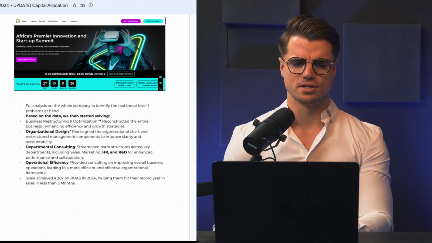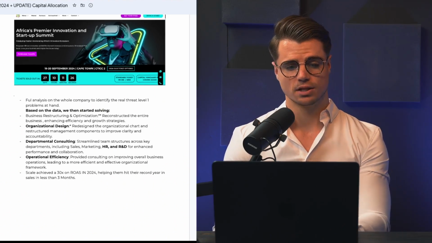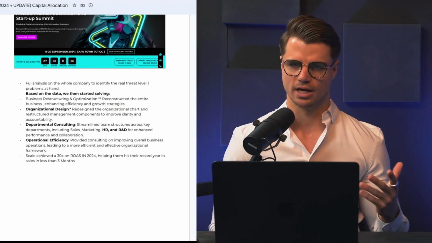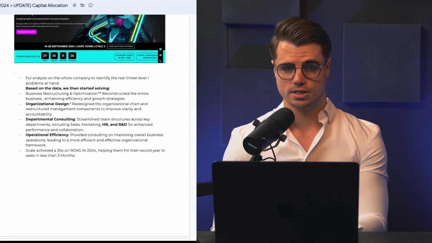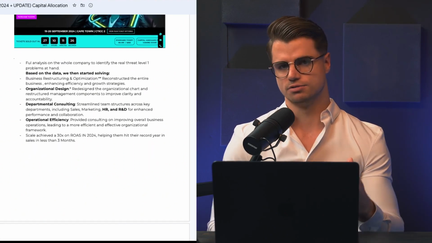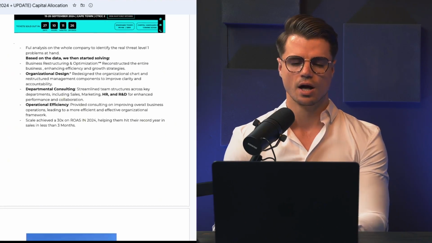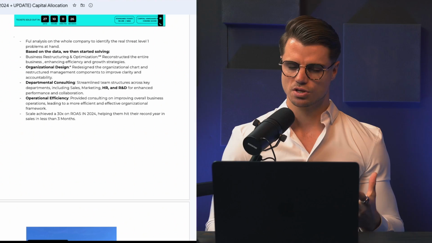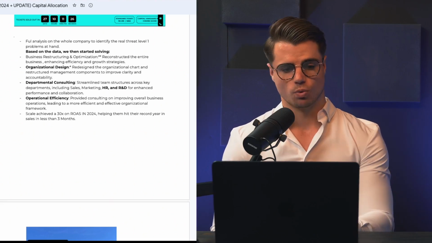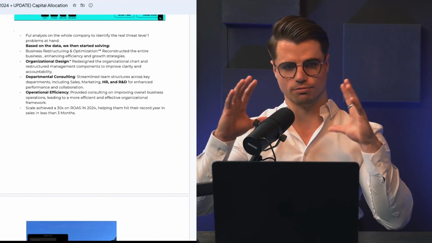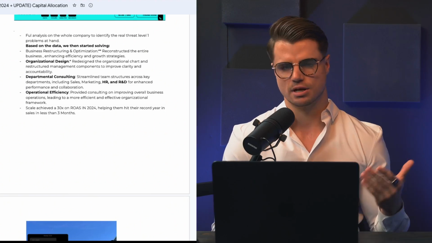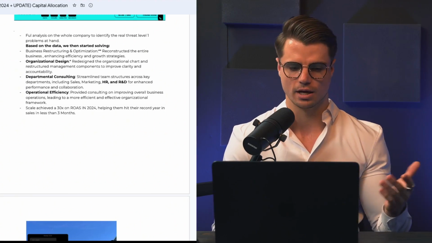So for a full analysis on the whole company, we started with looking at their data, putting it into a black box kind of effect, and then moving over to organizational design. There were a few major shifts and changes which we needed to make there. I call it departmental consulting, and I don't really like this word consulting, but it is what it is. What happened there was really looking at the full organizational structure, how we moved and positioned, and the decisions that were made for capital efficiency at the end of the day.